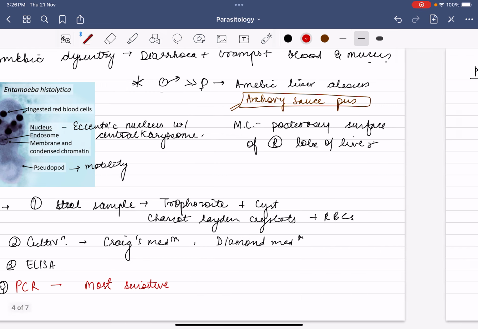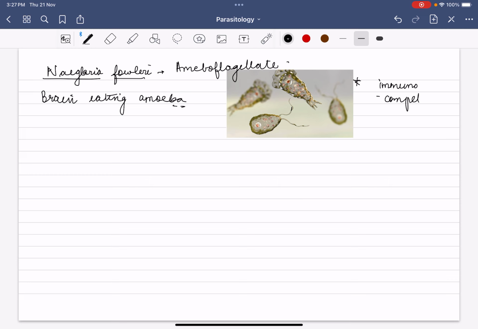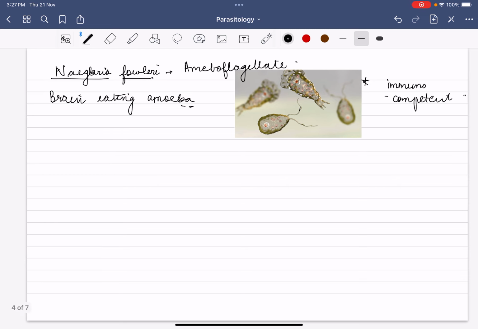All right. So next is Naegleria fowleri. Now you can see in the diagram, in the picture as well, it has two flagella. And it's an amoebic form, so it is an amoeboflagellate. This is also a brain-eating amoeba. One important point about it: it can cause disease in immunocompetent people as well.